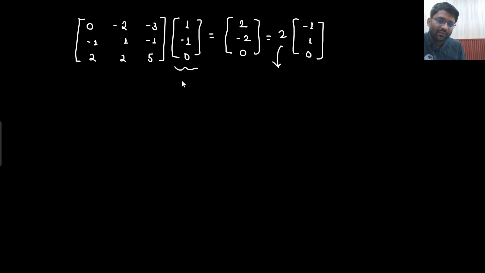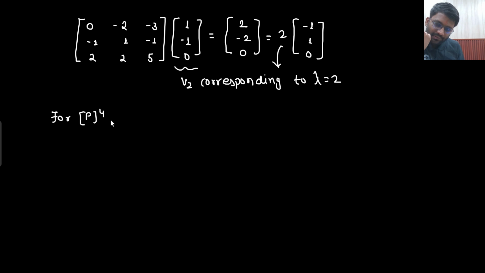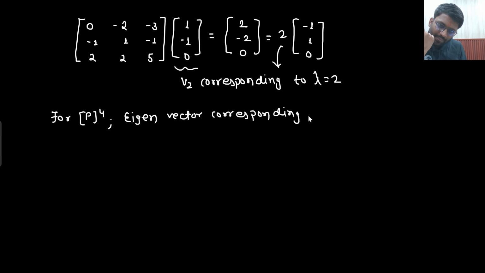So this was the eigenvector V2 corresponding to lambda equals 2. So for P to the power 4, the eigenvalue corresponding to it will be 2 to the power 4, with eigenvector V2 only. And what is 2 to the power 4? That is 16. That means P to the power 4 multiplied with V2 will give you 16 times V2.